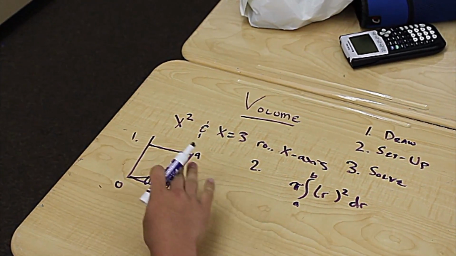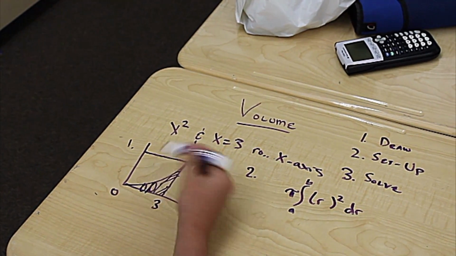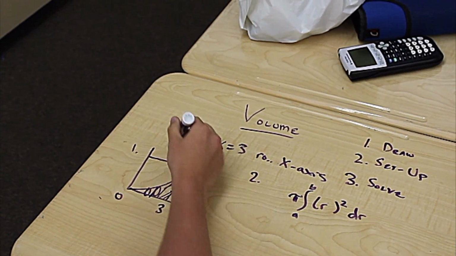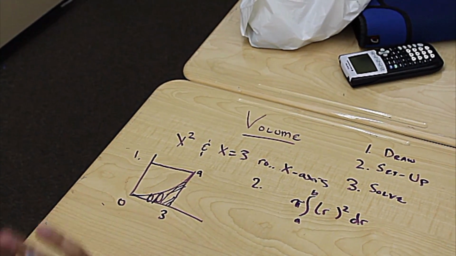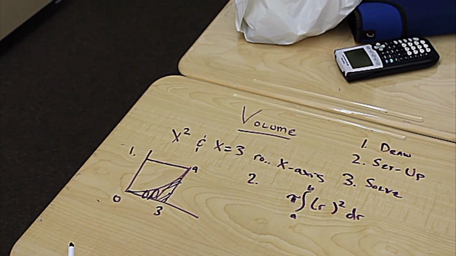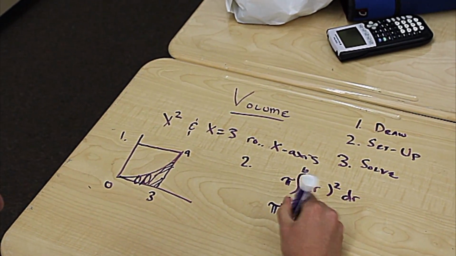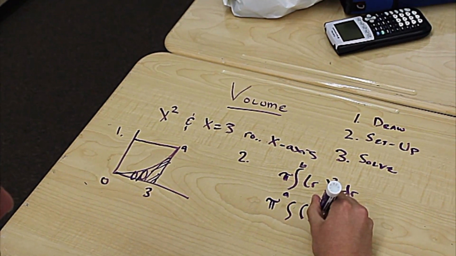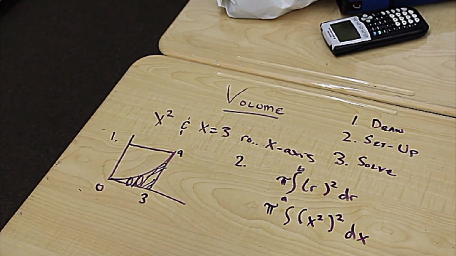As you see, the radius is pretty simple in this equation, just because you go up to the line and that's your radius. So it's just going to be x squared. You just have to be able to look at it. That's why we drew the graph, so you can see it. So we're going to throw that into the equation now. It's going to look something like this: x squared dx. This changes from dr to dx since x is your variable.